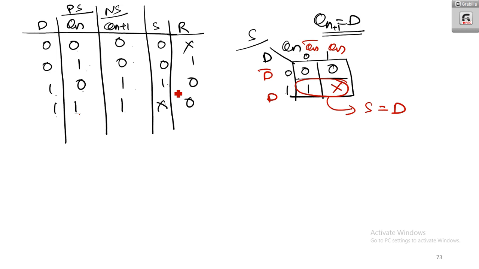Now, how to find this R? For R, you draw another K-map. I'm going to find the expression for R. So R means here you need to draw a two variable K-map. So it is again D and Qn.